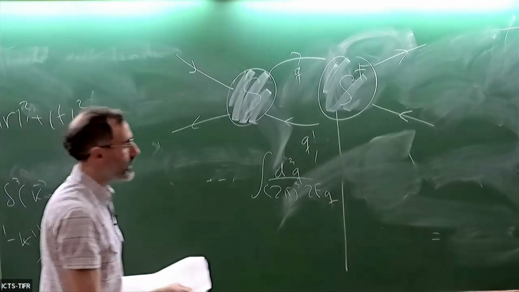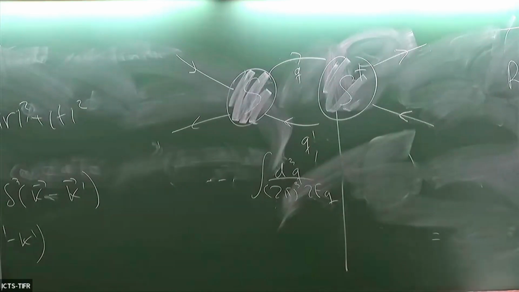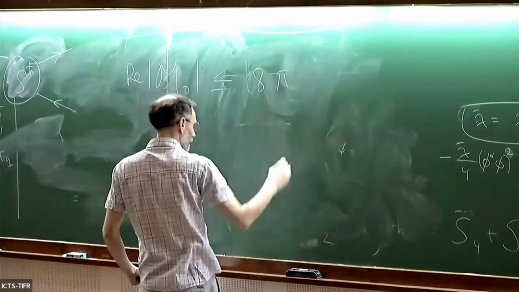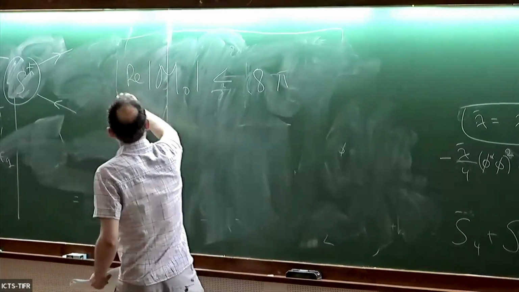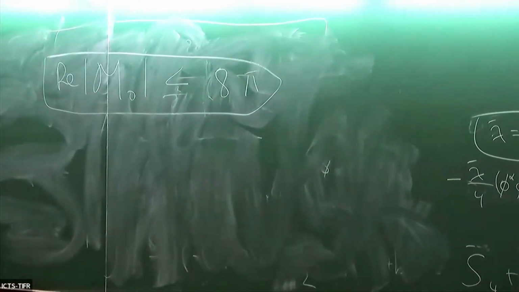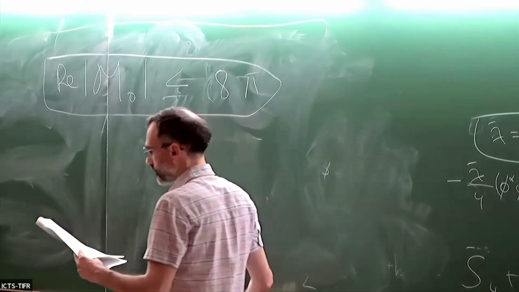If you go through that exercise and you assume that the amplitude is angle independent, which is the simplest case in a partial wave expansion, you get the following bound on the real part of the amplitude for 2 to 2 scattering: it is smaller or equal than 8 pi. I'm skipping a whole lot of steps, but you might have seen this somewhere. But you can do it if you follow the notes.